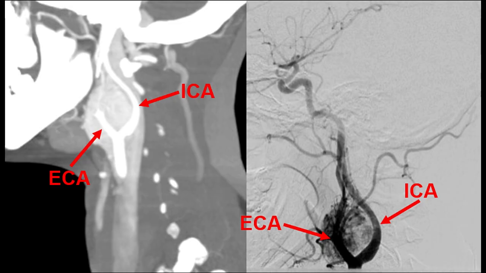On sagittal maximum intensity projection reconstruction, the findings are even more evident. The mass enhances strongly, and again the displacement of the carotid vessels is confirmed. Digital subtraction angiography was also performed in this patient, demonstrating a highly vascular tumor at the carotid bifurcation with the same pattern of displacement of the arteries. Based on these radiological findings, the diagnosis of a right carotid body paraganglioma was established.